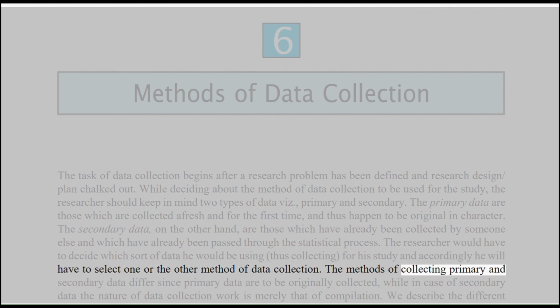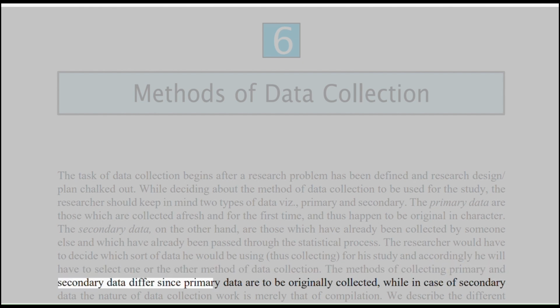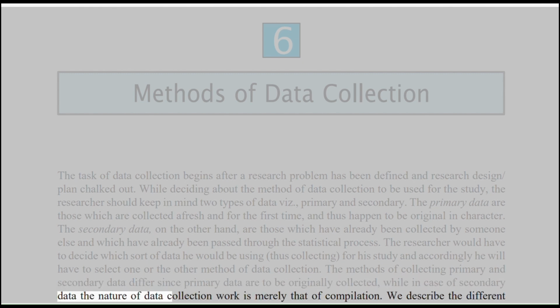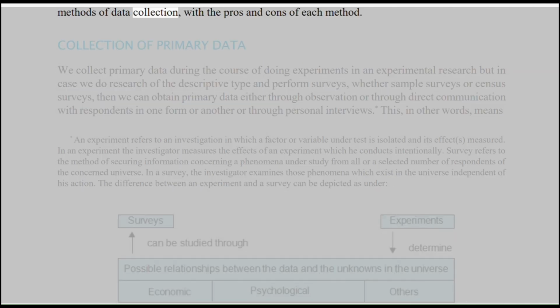The methods of collecting primary and secondary data differ since primary data are to be originally collected, while in case of secondary data the nature of data collection work is merely that of compilation. We describe the different methods of data collection with the pros and cons of each method. Collection of primary data.